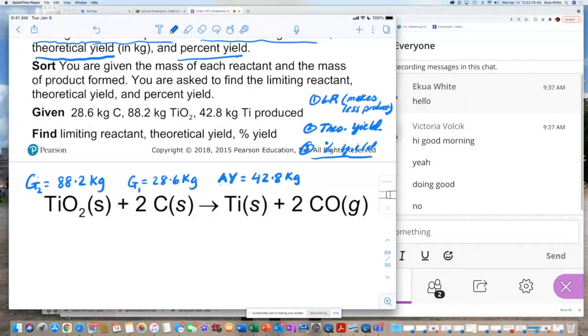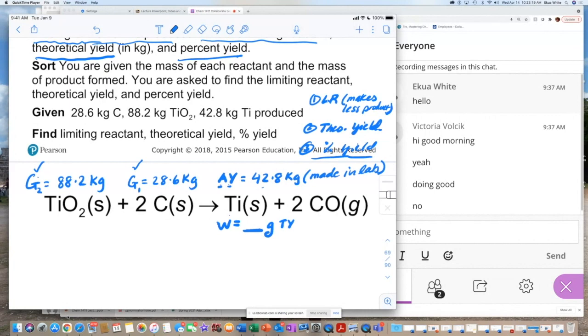So quickly, I have my given 1, check. I have my given 2, check. Now I have to pick my wanted. Your wanted has to have the same label as your actual yield chemical. So my wanted is titanium. My wanted is also my theoretical yield. I'm trying to figure out how much of the titanium should be produced so I can compare it against what is actually made in the lab. This is the one that's made in lab.